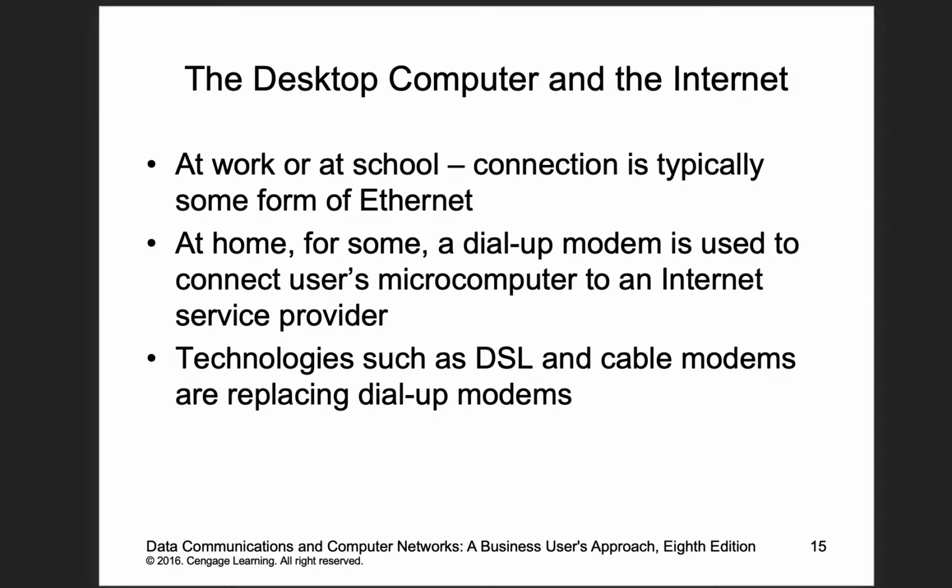In the olden days, at home, people used dial-up. Dial-up is essentially the first type of modem, which the speed is about 56.6 kilobits. Essentially, it's using the telephone line as a way to connect to the internet.